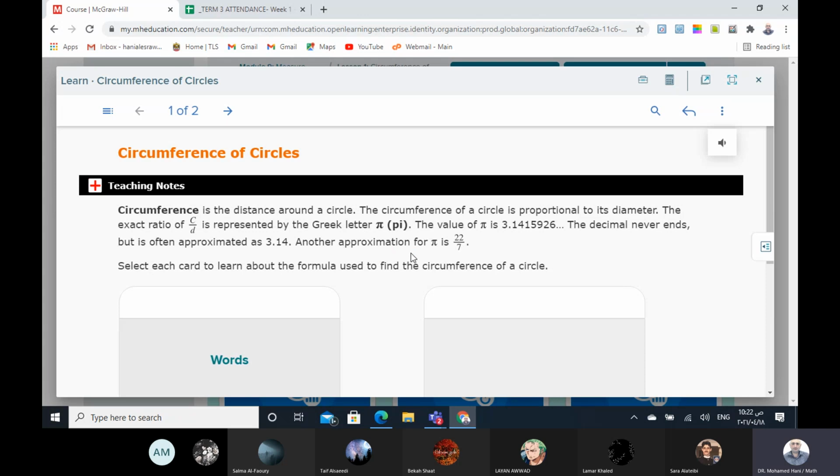Another approximation for pi is 22 over 7. Now we can use two values. I want all of you to divide 22 by 7 and tell me your answer. 3.14, the same value. Yes. So we can use pi equal 3.14 as a decimal, and pi equal 22 over 7 as a fraction. Always remember both.